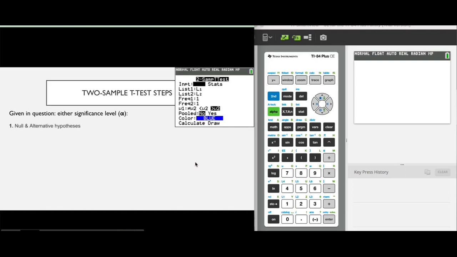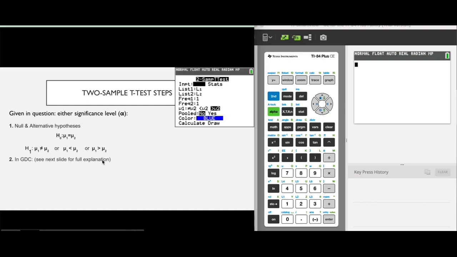What are the steps? Always the same 4 steps. Our null and alternative is the first one. So our null is always that our two means are equal to each other. And then the alternative, you get to choose. One's either bigger than, smaller than, or not equal to.